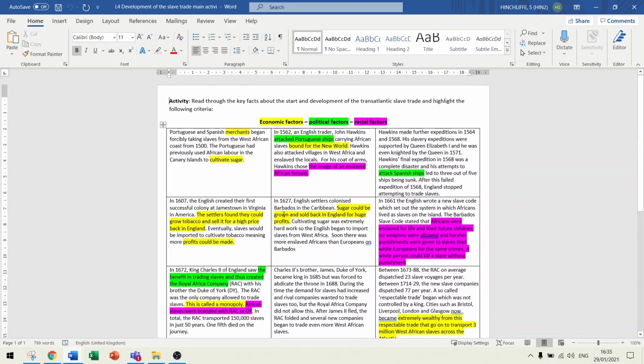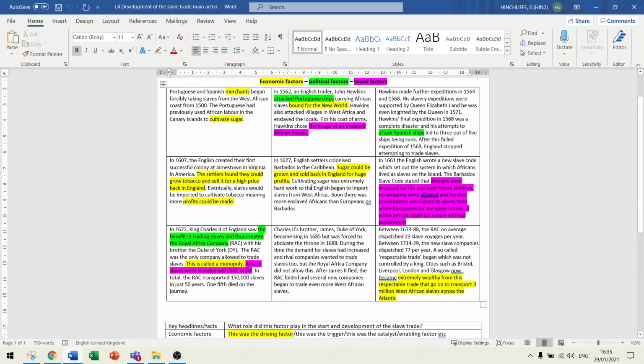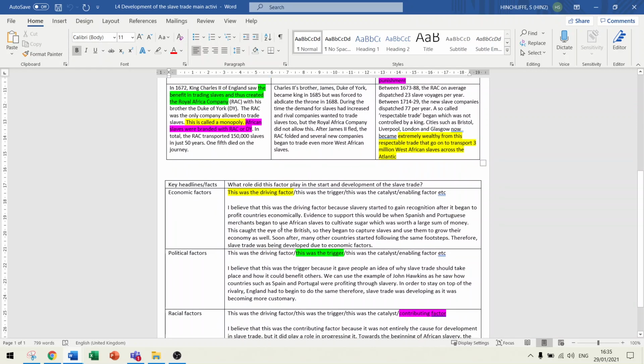So I can see straight away that Divine was able to read through the factors and identify that clearly economic was a big factor. And actually, that was her analysis. Divine argued this was the driving factor. What was really great was she identified that the Spanish and Portuguese had begun to trade African slaves to make money from sugar, which made huge profits, as we know later on with Barbados.